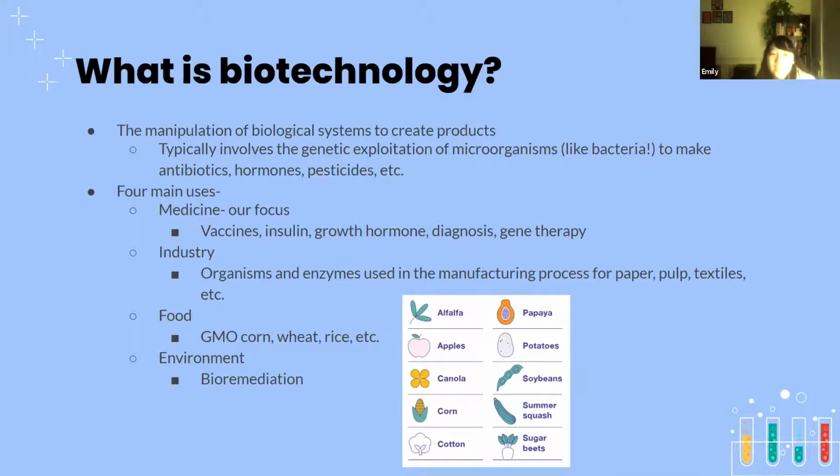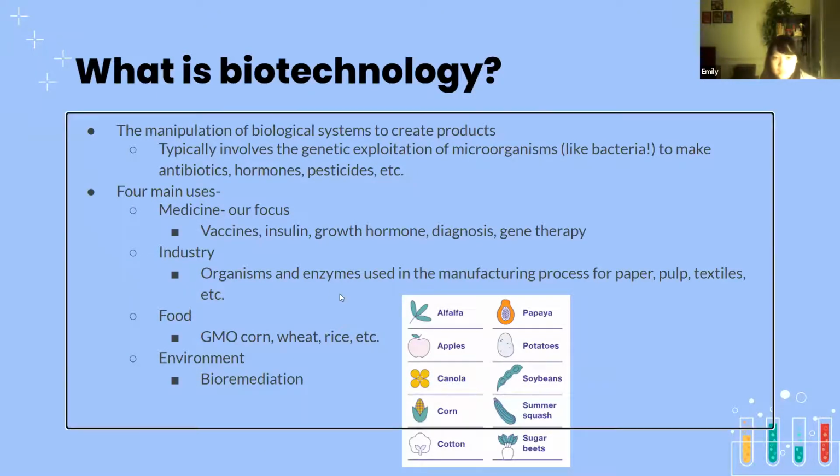But yeah, so biotechnology is used in medicine, industry, food. I'm sure you have all heard of genetically modified organisms, and below the diagram on the right is a list of genetically modified organisms made so that they can become bigger and more tasty. And in the environment, we can use biotechnology in a process called bioremediation, which is utilizing technology to solve some aspect of the environment. For example, if you have an oil spill, you can use bacteria to slurp up the oil.